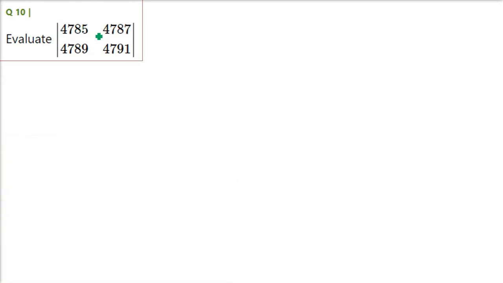Now we'll apply the same thing here. You can directly do it, but multiplying 4-digit numbers with 4-digit numbers will take some time. So the best way is to make it easier. We'll change column 2 to column 2 minus column 1. The first column we are writing like that only, 4785 and 4789. Column 2 becomes 4787 minus 4785, that is going to be 0, and 4791 minus 4789 is going to be 2 only.